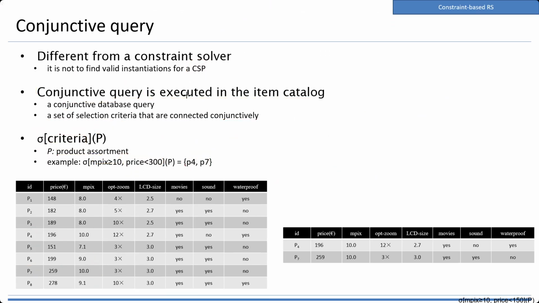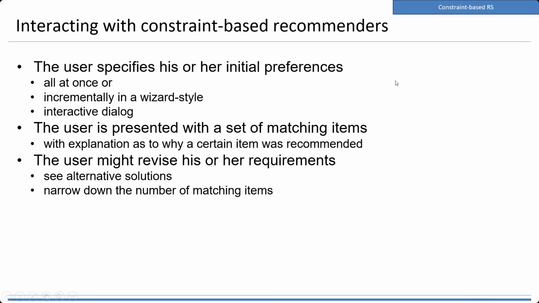So this is the conjunctive query. We just use the simple if. The interaction with the constraint-based recommender system means we need to have the specification from the user.